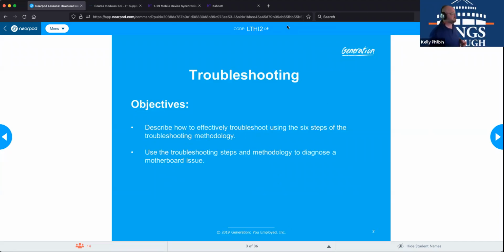So yes, we do need to be aware of these, and we need to distinguish between a step and a rule. There are going to be some rules under each step. But the 6 steps are the key components. The rules are kind of like subdirectories under each step. So please, as we go through this, distinguish those two. The steps are the most important. Rules fall underneath those. Also, we want to be able to use the troubleshooting steps and methodology to diagnose motherboard issues or any other issues we come across on a regular basis.